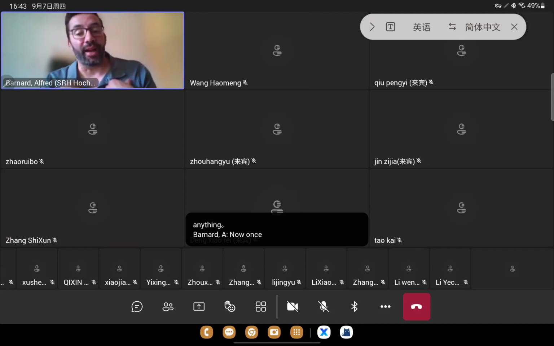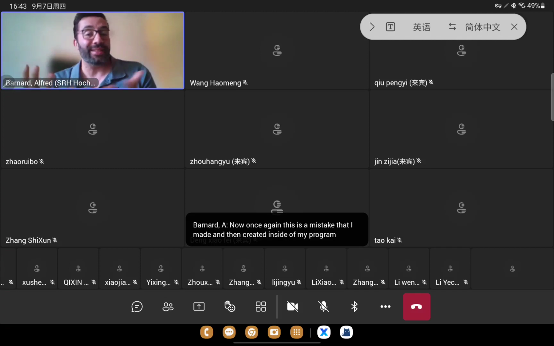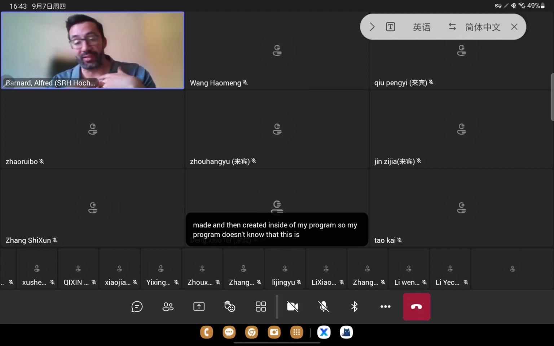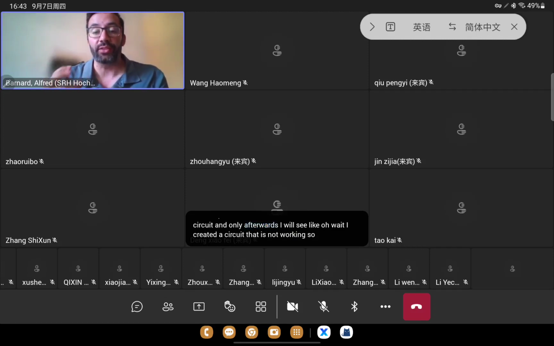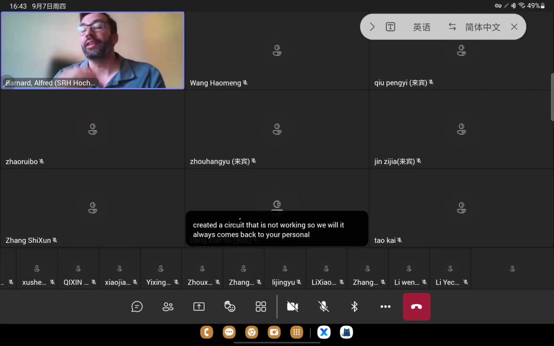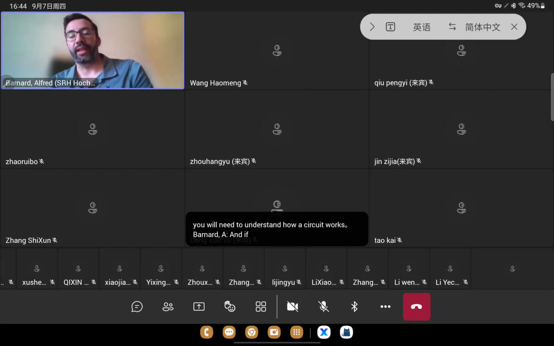Now, once again, this is a mistake that I made and then created inside of my program. So my program doesn't know that this is a mistake. It just creates a circuit, and then I can build the circuit. And only afterwards I will see, oh wait, I created a circuit that is not working. So it always comes back to your personal knowledge that you will need to understand how a circuit works, and if you've created a circuit that physically actually won't work.